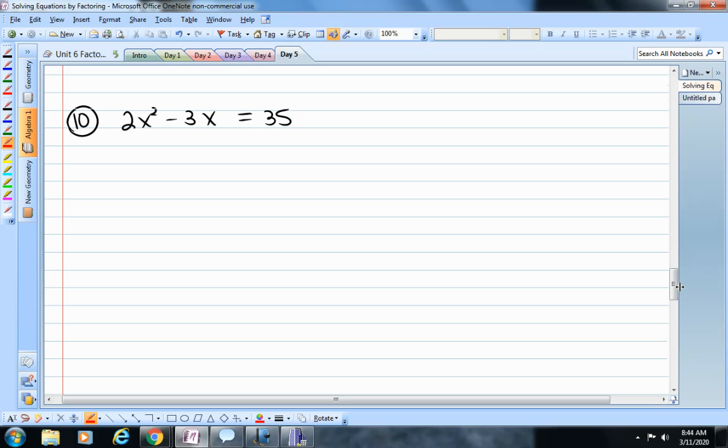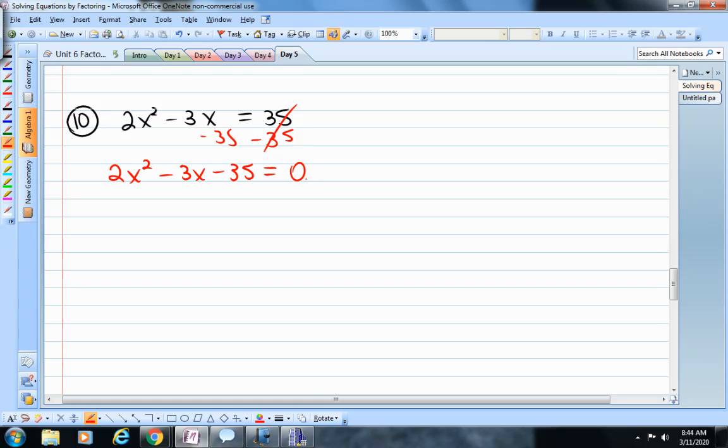Okay, number 10. We're solving by factoring. What do we have to do first? Yeah, we want to get equal to 0. So x squared is the highest exponent, so we're going to move that 35 and subtract it on each side. Very good. And it's a constant. Don't have any variables. Very good. So 2x squared minus 3x minus 35 equals 0.